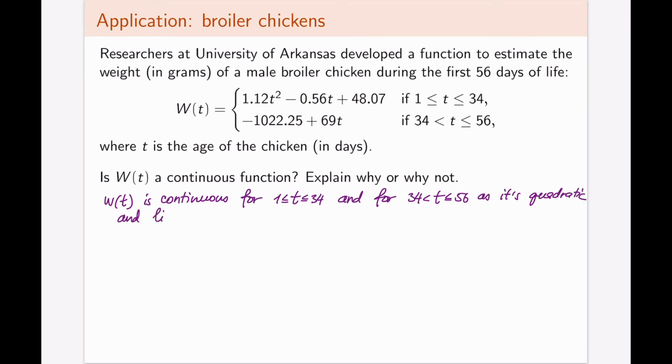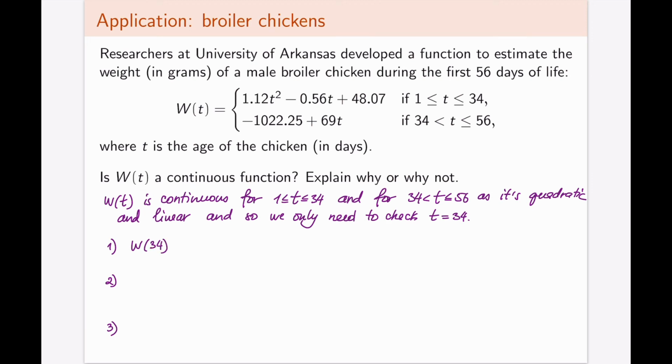And therefore, we only need to check the point of connection. So the point of connection here is t equals 34. And there I go through my 3 checkpoints, right? The first checkpoint being the value of the function. Does it even exist? So w of 34.